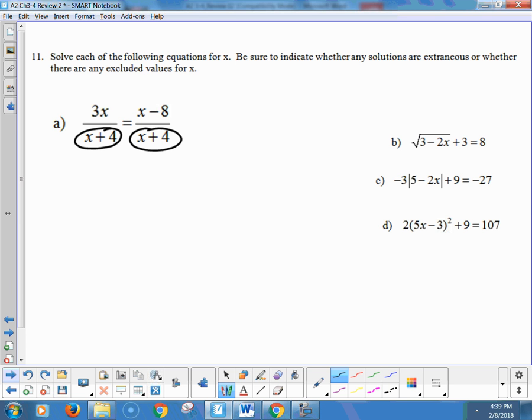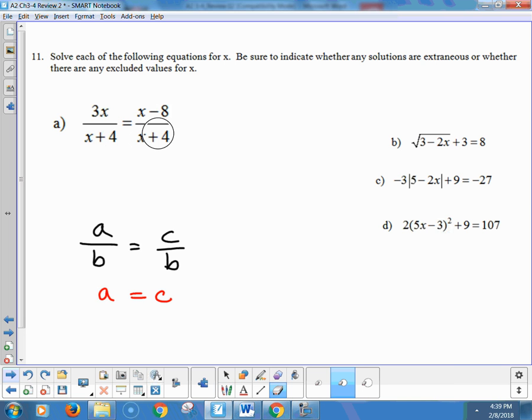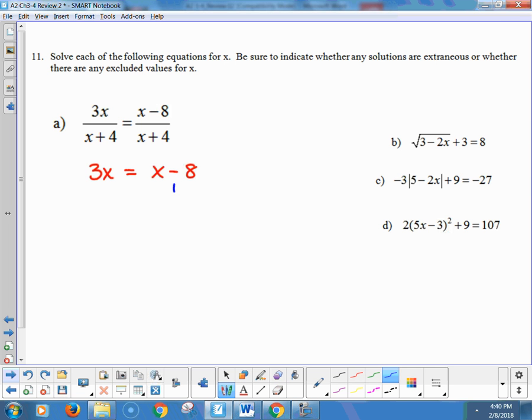So if I told you that, say, A over B equals C over B, I'm pretty sure you could conclude that A has to equal C. Just because we have x's in a problem doesn't make it any different. If I have 3x over something equals x minus 8 over something, then 3x must equal x minus 8. And so I could go ahead and solve this problem and subtract x from each side. We have 2x equals negative 8. Divide by 2, and we've got ourselves an answer.